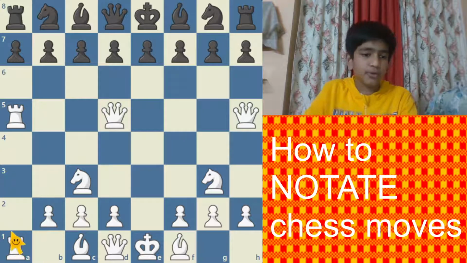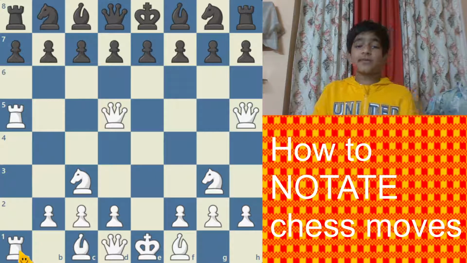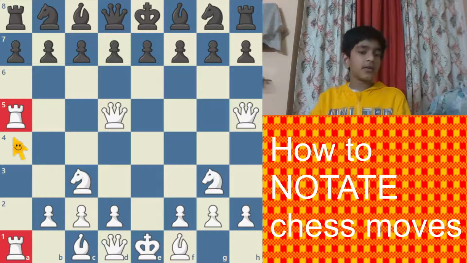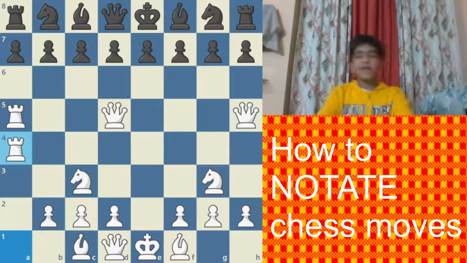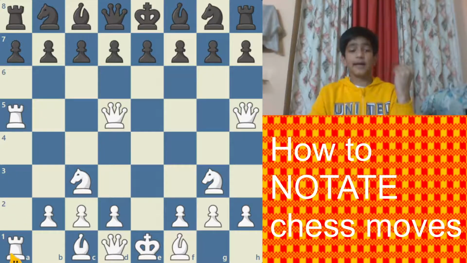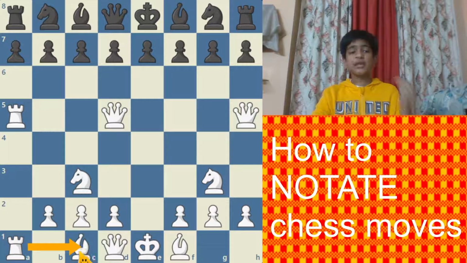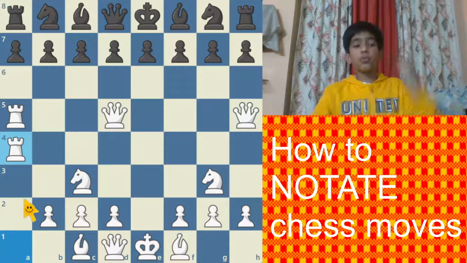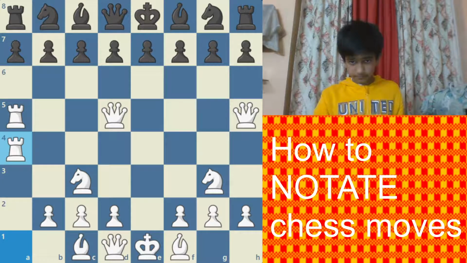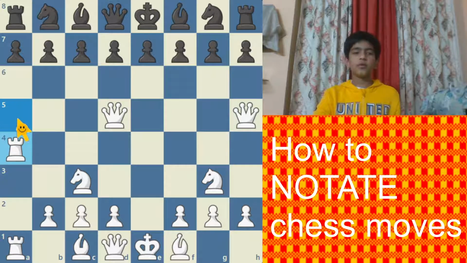Now can you write it as rook a4? No, because both of these rooks can go to a4. Can you write it as rook a4 with the file? No, because both of these rooks are on the A file. So rook a4 wouldn't help. But when the file doesn't help, you write the rank. So rook 1 a4, because there is no other rook on the first rank, this rook is on the 5th rank. So this will be called rook 1 a4. And if this rook wanted to go, then it would be rook 5 a4.